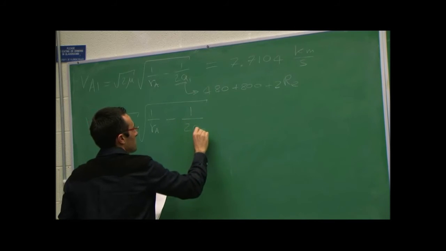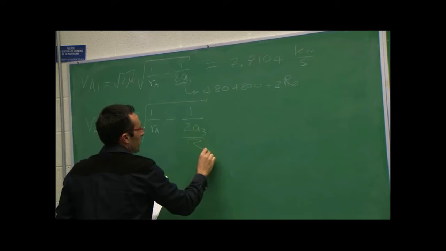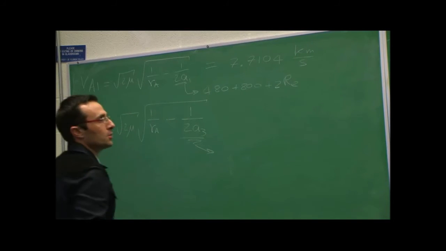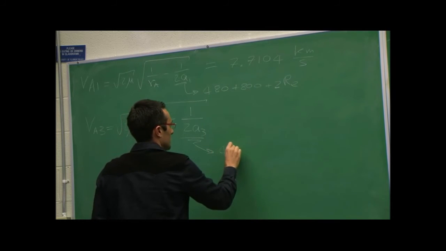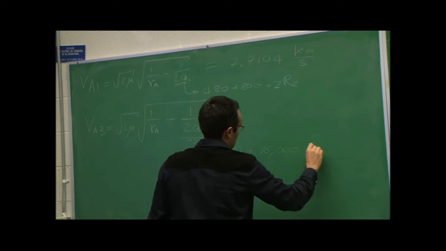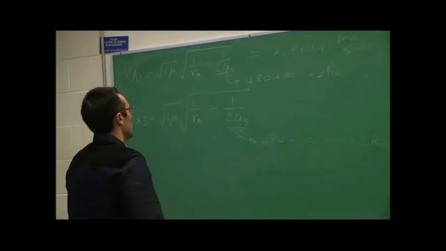Well, it's whatever is the same major axis of that trajectory, right? And so if I want to do twice the same major axis, it is the distance between A and B, which is 480 plus 16,000 that I want to achieve plus twice the radius of the planet, right? That's what it is.